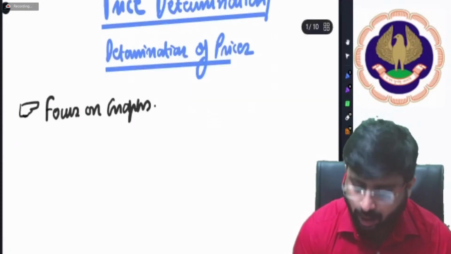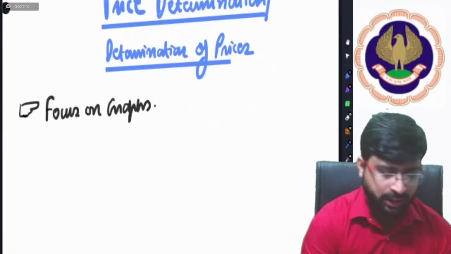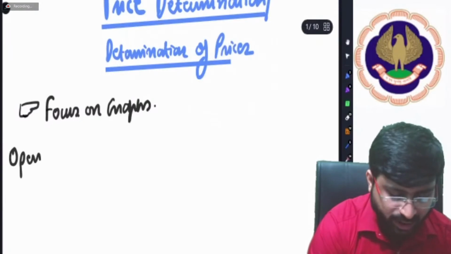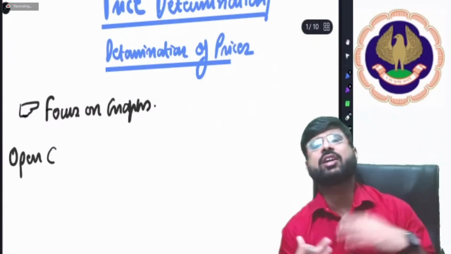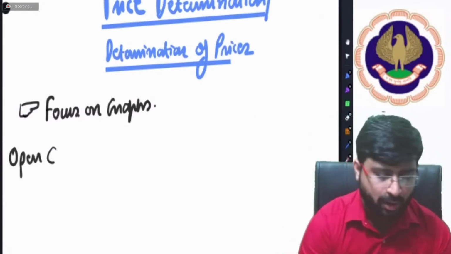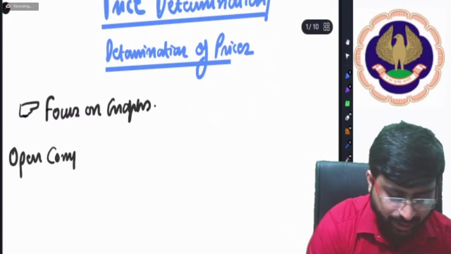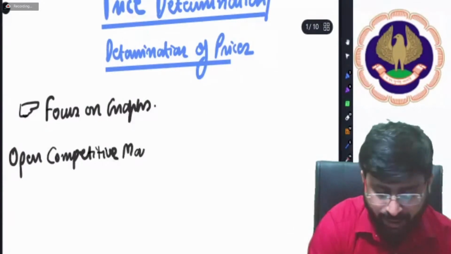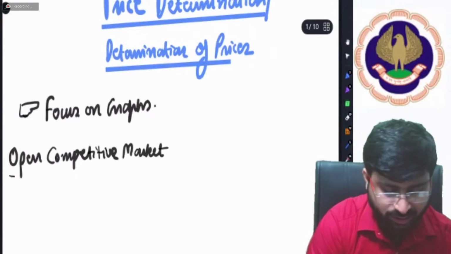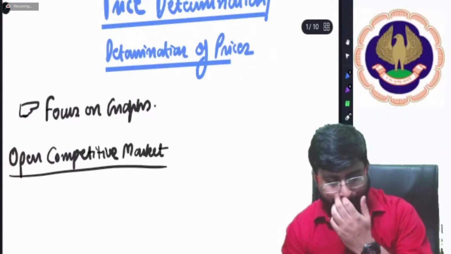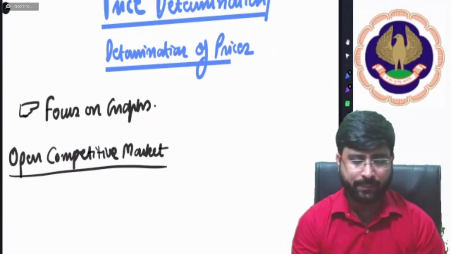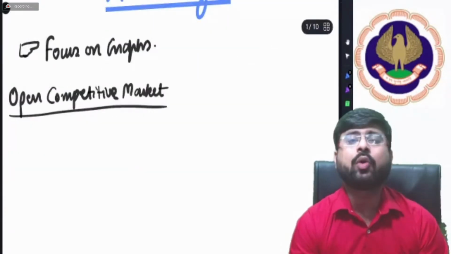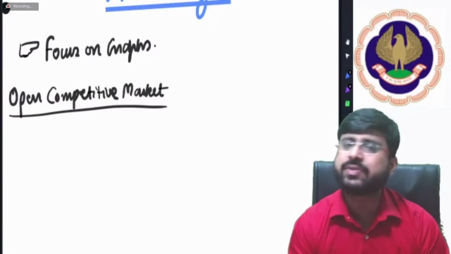Now, first of all, let's talk about an openly competitive market. An open market is the one where import is allowed. Competitive market means there are a large number of sellers and buyers. Obviously, we have discussed this. Let's say we are in an openly competitive market. Now, how are prices determined in that market?